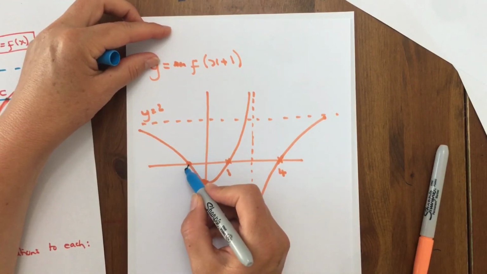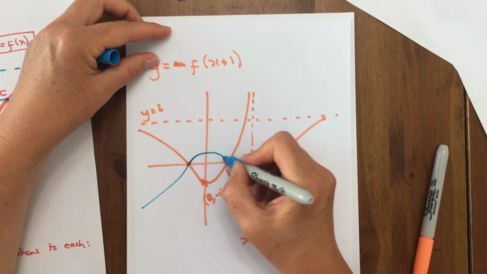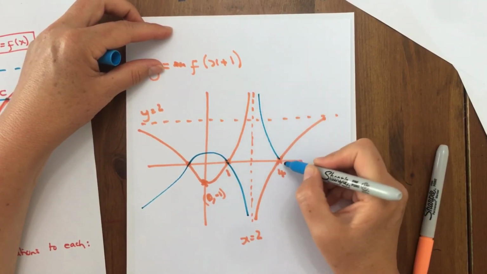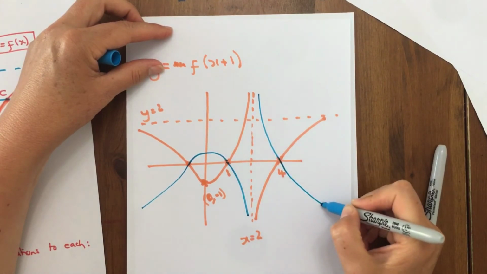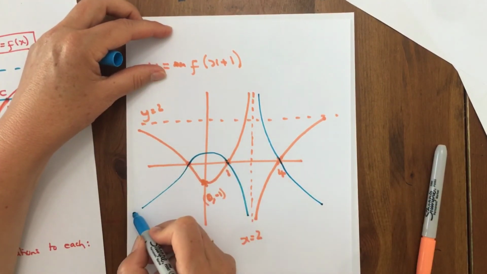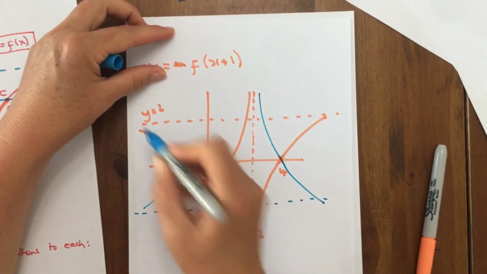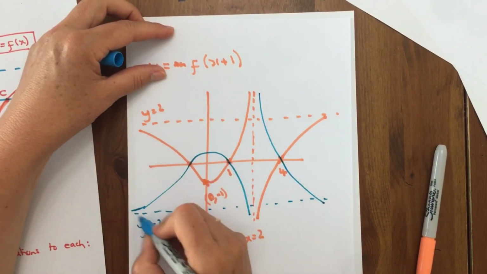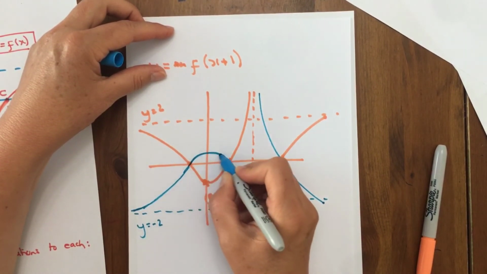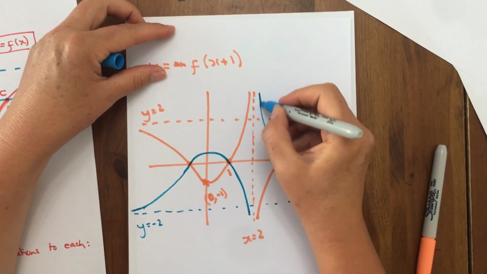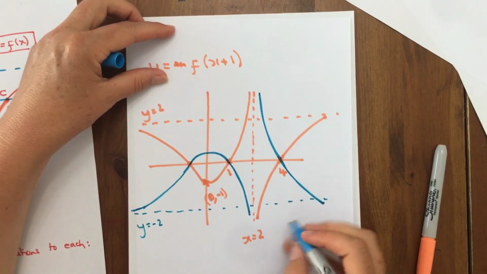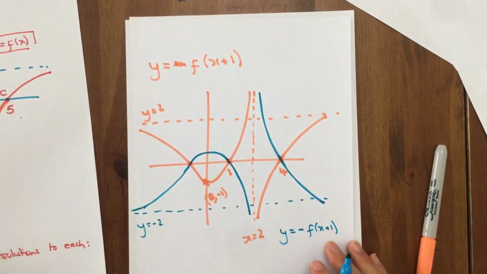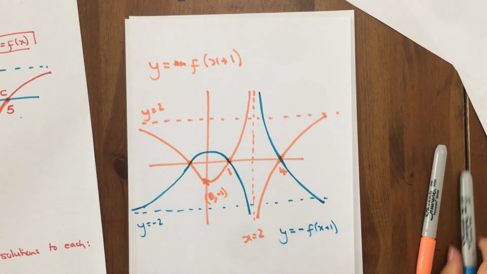So I'm just going to draw, this will flip, this will flip, this will flip, this will flip, and this will flip. Okay? And I'm now going to have an asymptote here. It was y equals 2, now it's y equals minus 2. So now the blue graph is your end answer. Y equals negative f of x plus 1. Okay, quite tricky that one.